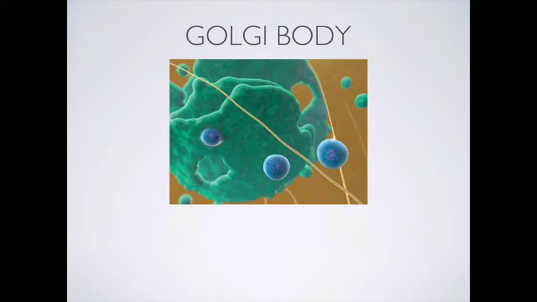Different cells are going to have more Golgi bodies than other cells. Cells that make a whole bunch of stuff, like cells that make enzymes or antibodies, have a lot of Golgi bodies. If the cell doesn't make a whole bunch of stuff, it won't have as many Golgi bodies.